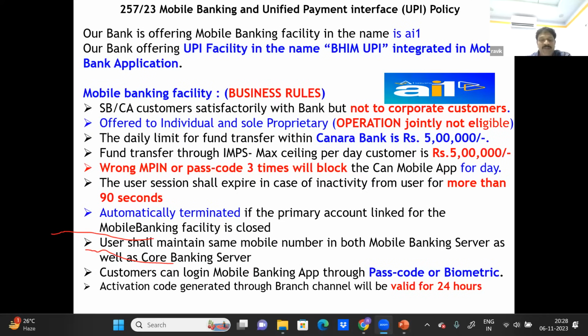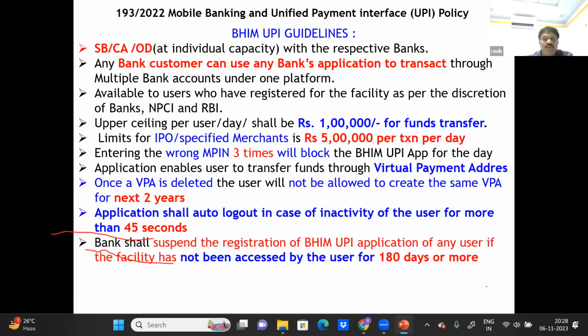Automatically terminated if the primary account linked for the mobile banking is closed. Natural. If primary account is closed, it means AI1 also will be closed. User shall maintain same mobile number in mobile banking server as well as core banking server, both. And customers can log in to this mobile banking, everybody knows, with passcode or mobile biometric. Both are accessible. Please, this is very important. If somebody wants to activate AI1 app through branch, then branch will send one activation code, right? That activation code is valid for only 24 hours. Only 24 hours.